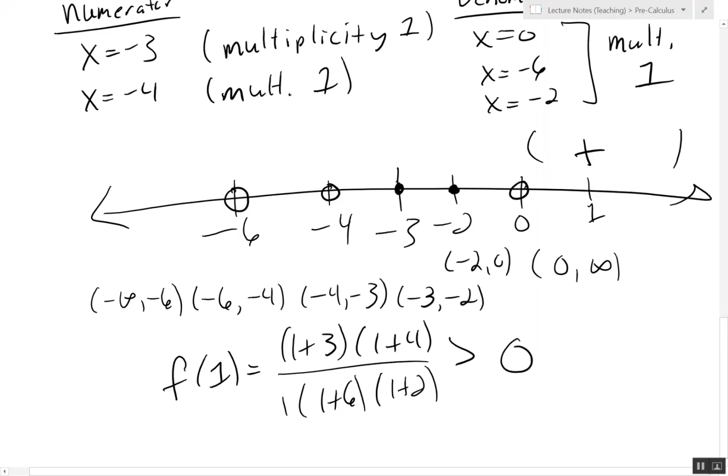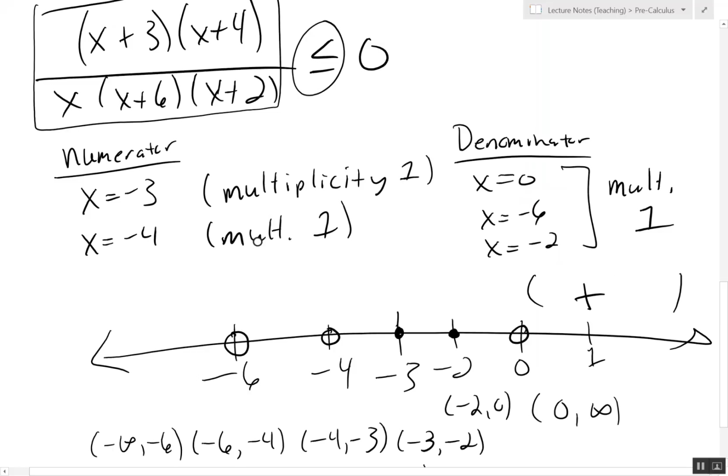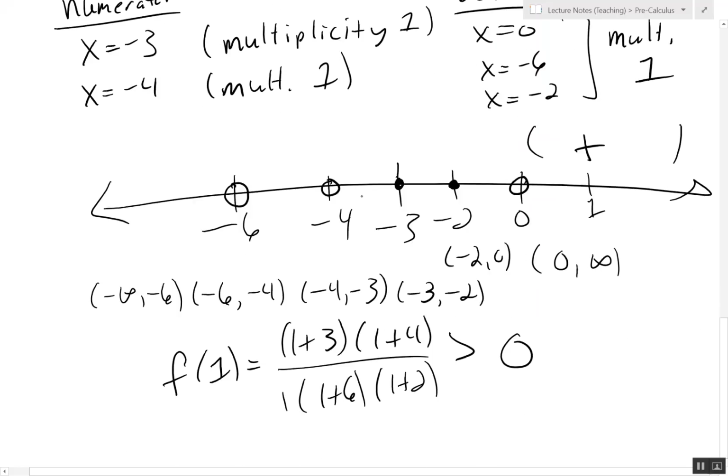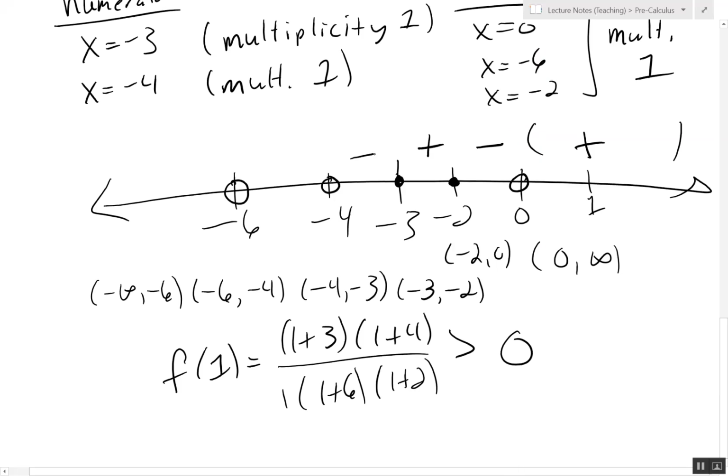And now, because everything has multiplicity 1, every time I get to one of these dots, we'll change signs. So the interval from negative 2 to 0 will be negative, from negative 3 to negative 2 will be positive, from negative 4 to negative 3 will be negative, from negative 6 to negative 4 will be positive again, and then from negative infinity to negative 6 will be negative.